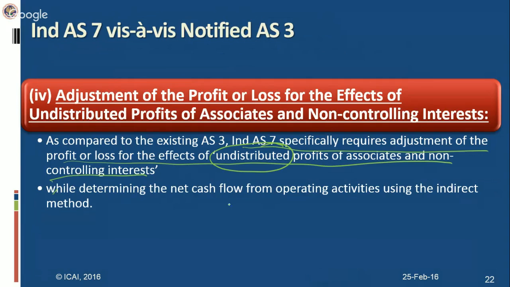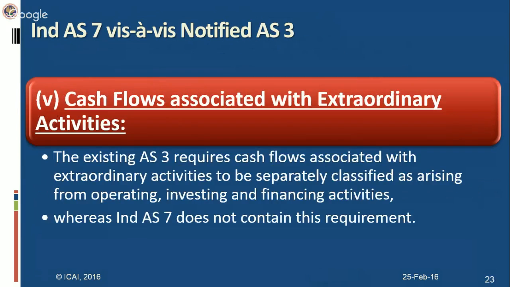And while determining the net cash flow from operating activities using the indirect method. You know, there are two methods of determining the cash flow from operating activities. One is direct and the other one is indirect. So under indirect method, Ind AS 7 requires adjustment of the profit or loss for the effects of all the undistributed profits also of associates and non-controlling interest, which is not there in our AS 3. So this is a major difference. Now up till now we have taken 4 differences of Ind AS 7 vis-a-vis notified AS 3. Come to the 5th one.